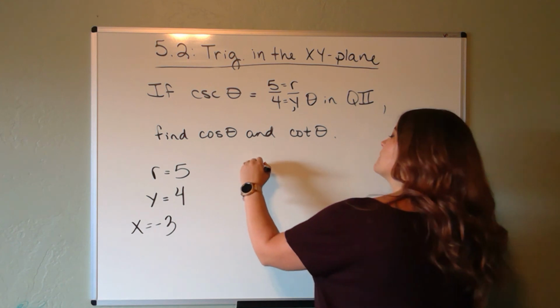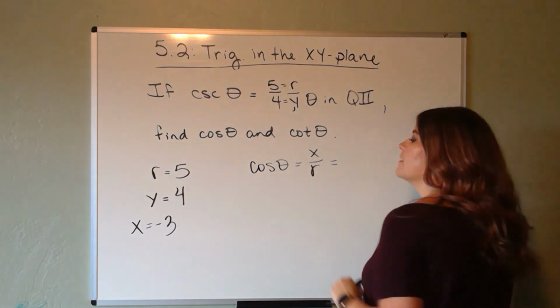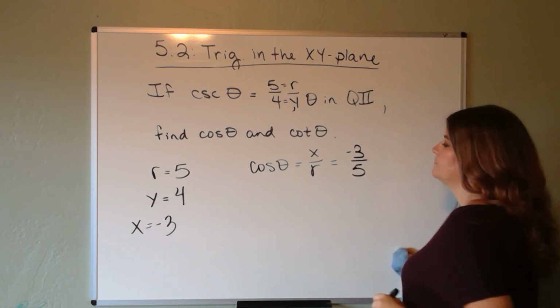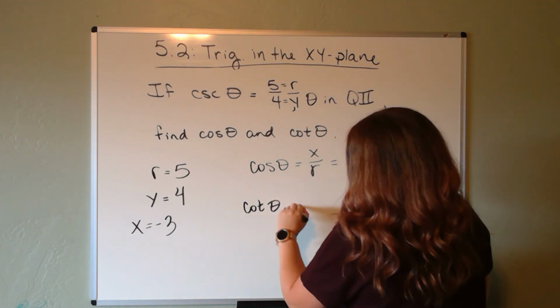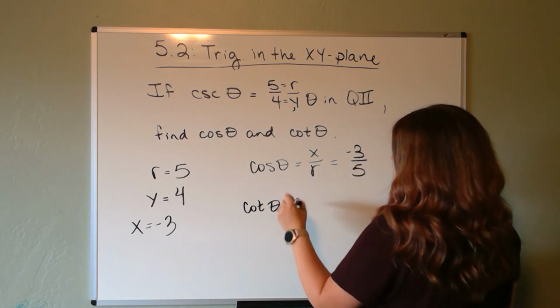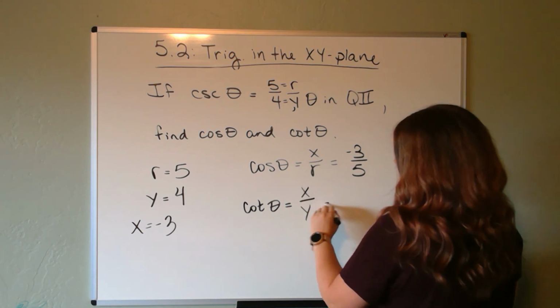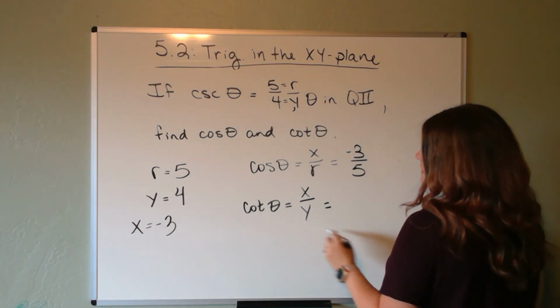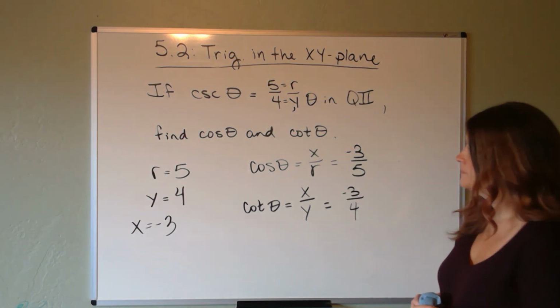Okay, so cosine. Remember, that's x over r. So in this case, negative 3 over 5. Cotangent. Well, cotangent is always x over y. Remember, it's the flip of tangent. So x over y, negative 3/4.